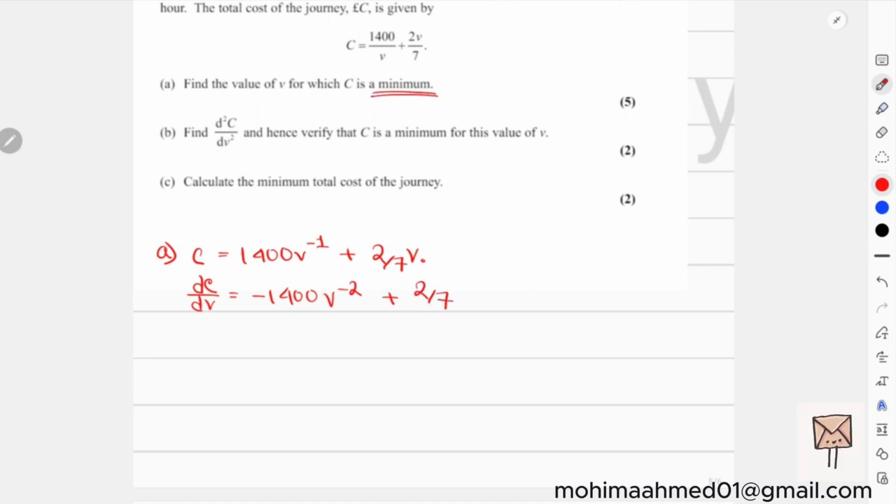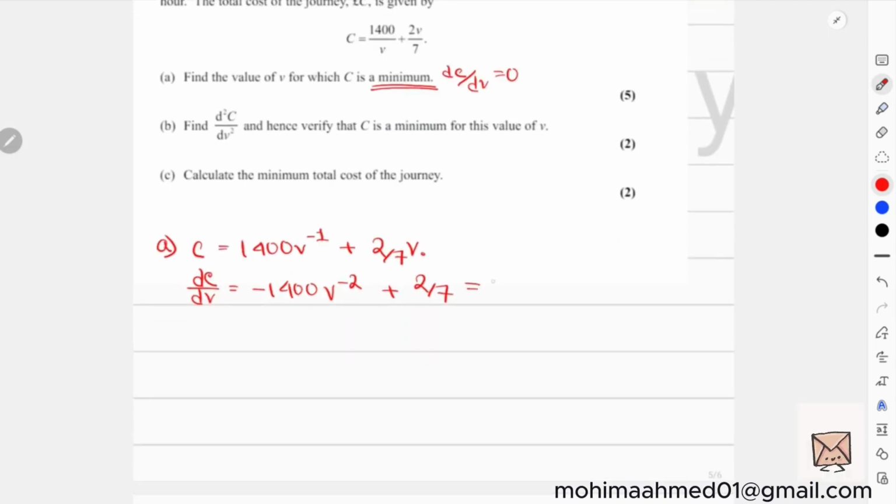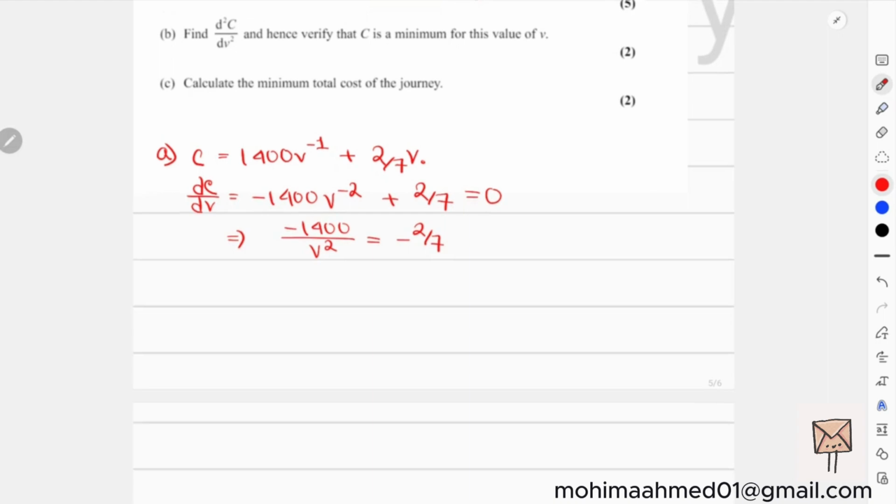Now this was the case for when c was minimum, which means that dc by dv was 0. So this entire differentiated equation will be equal to 0. I'll write this as 1400 over v squared is equal to 2 by 7. And I'll make v squared the subject, which is going to be 1400 times 7 over 2, and this entire thing will be inside a root. If you take the square root on the left and right hand side, this is how it will look.